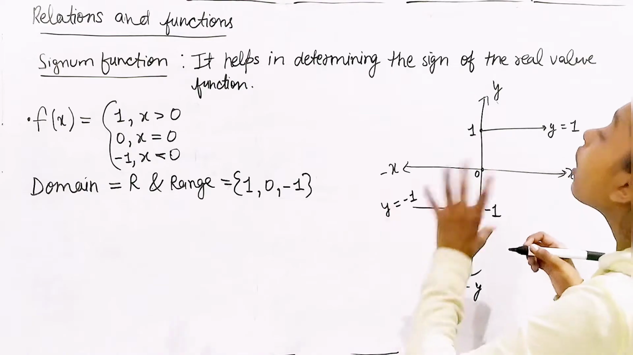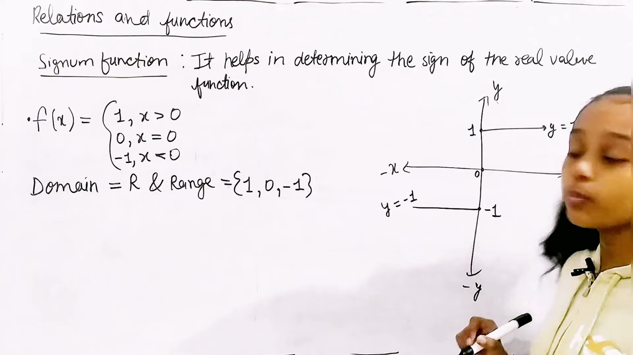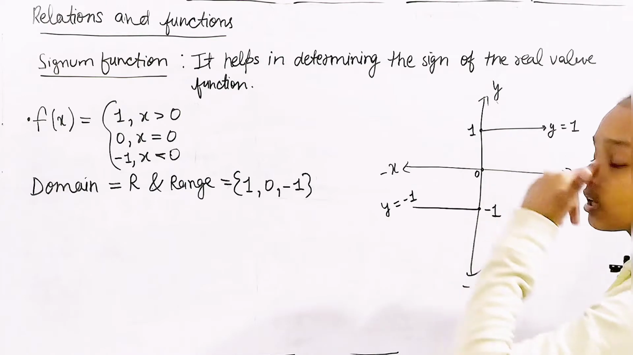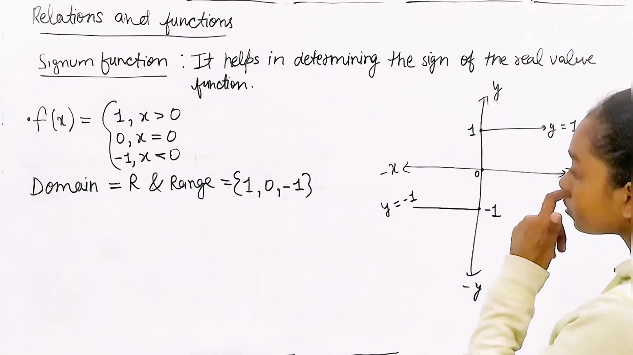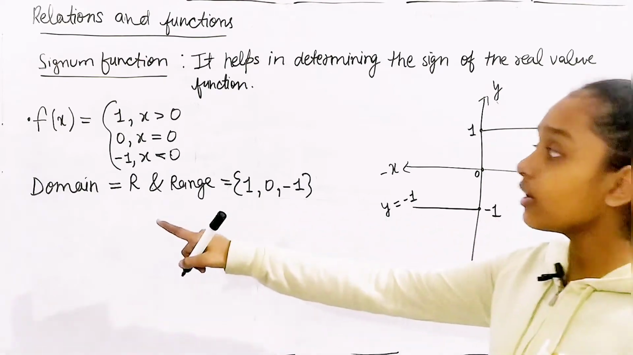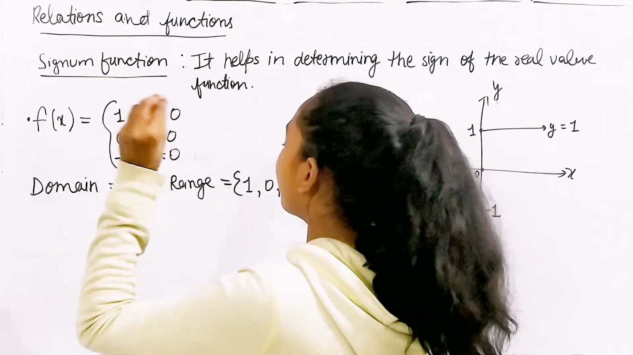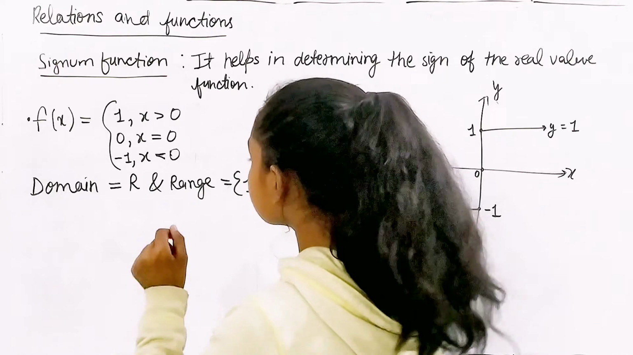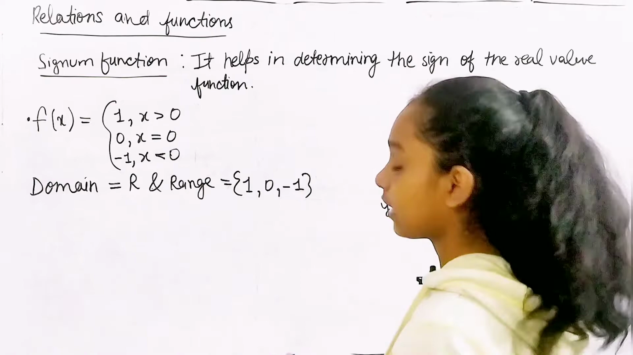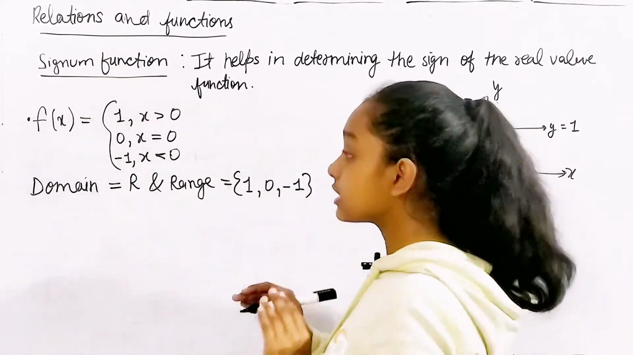Okay, as we all know, x is going to be our input value, which is going to be the domain. Y is going to be the range, which I can also say as the output value. So the domain is equal to the real numbers, not range. Okay, so the Signum function is really simple.